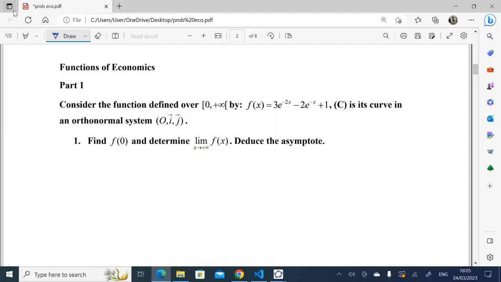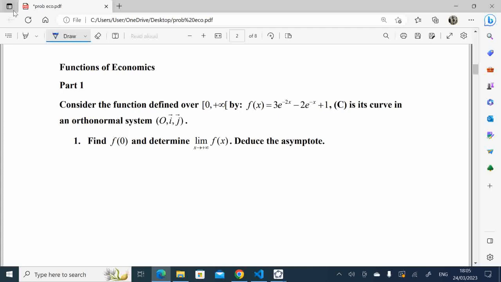Hi, in this video we are going to solve functions of economics. As usual in such questions, in the first part we have a given function, we have to study its variation and draw its graph, and in the second part of the question we have an application in economics.